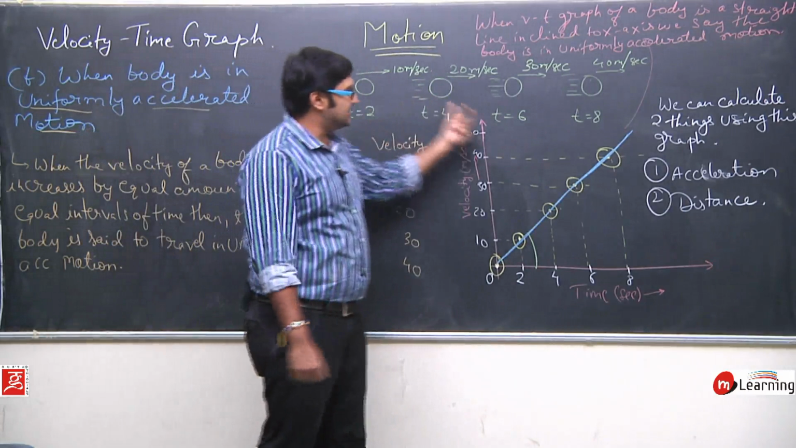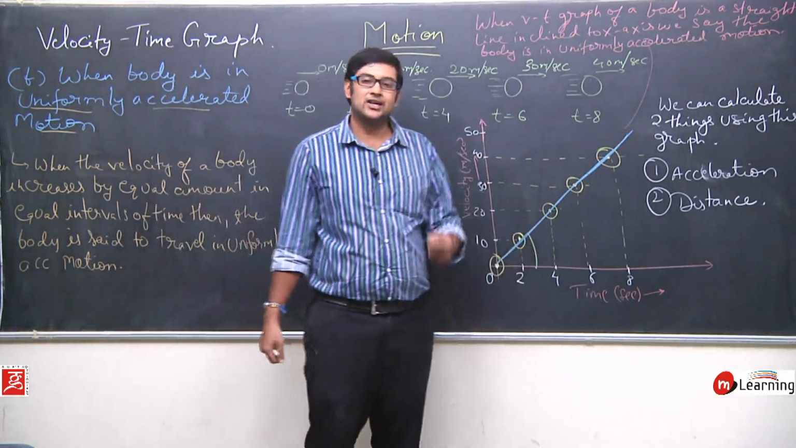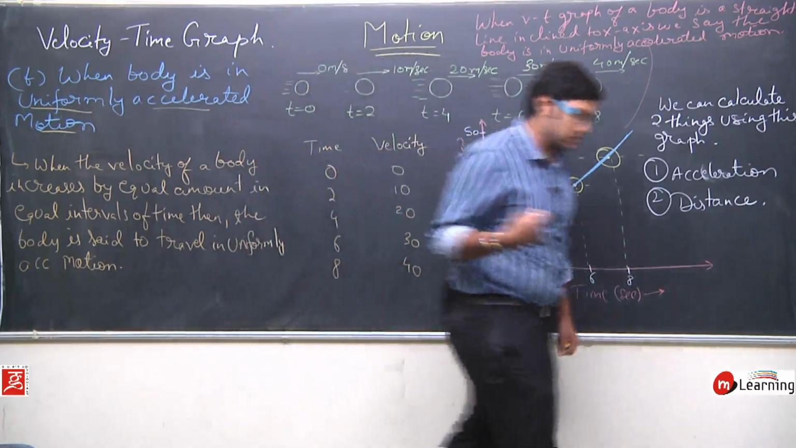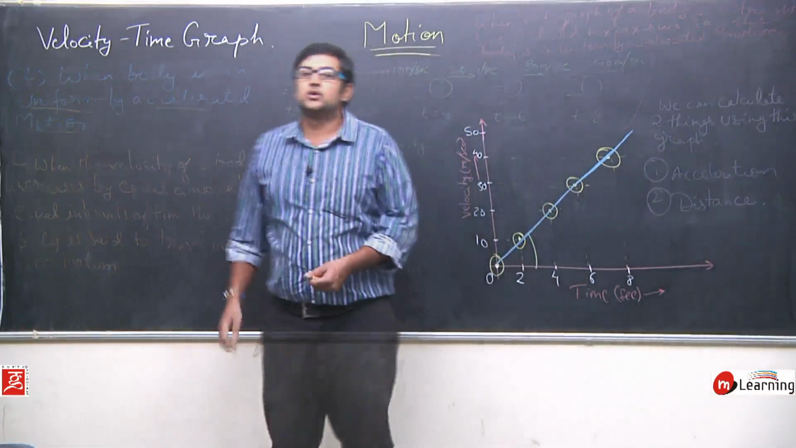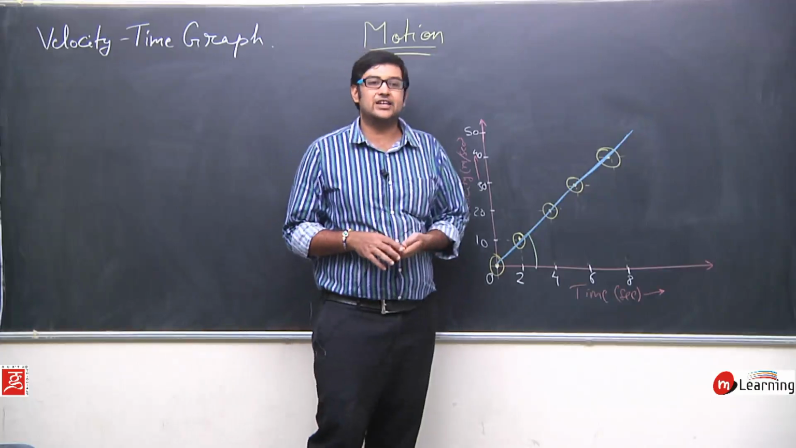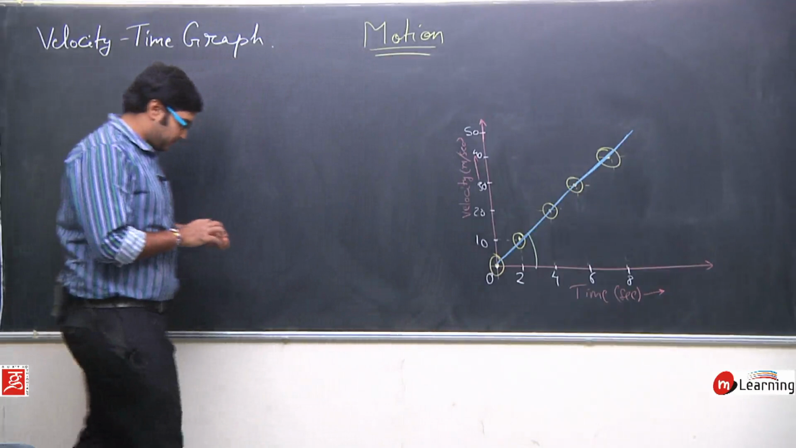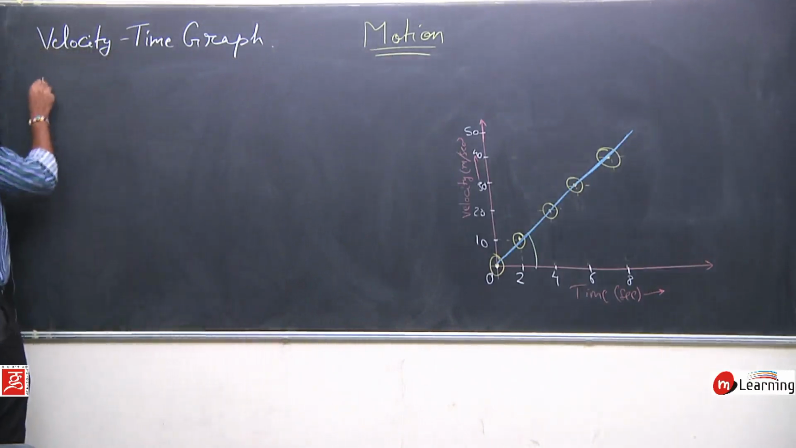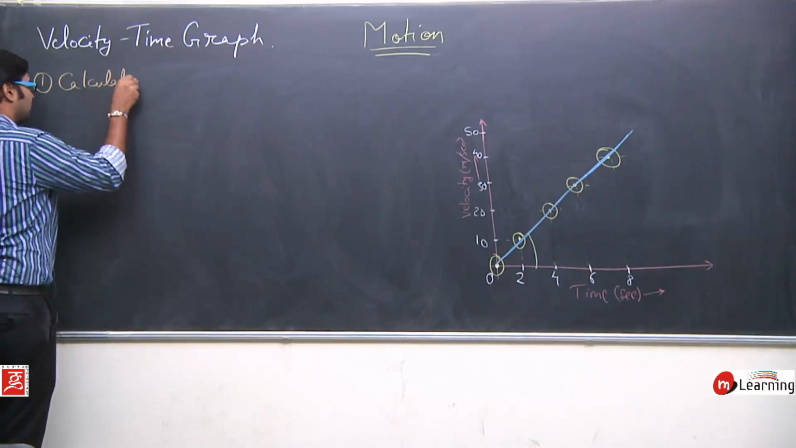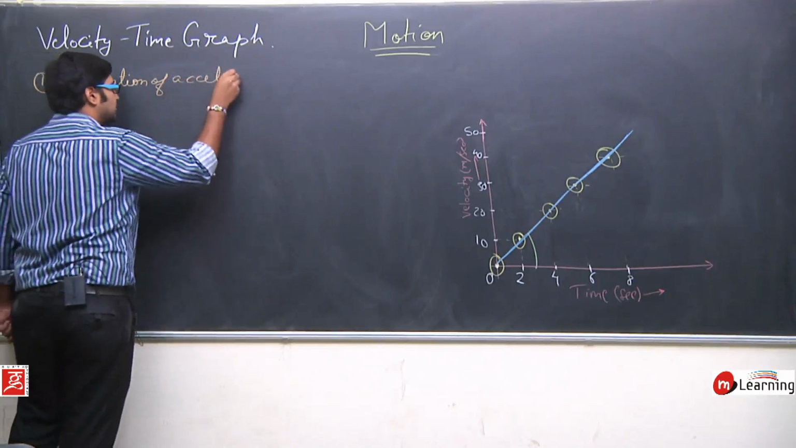Okay. So first you note these things, then I will rub this much part, and using this graph we will understand how to calculate the acceleration and the distance traveled. Okay. First note this. So, using this graph, let us calculate the acceleration of the body and the distance traveled by the body. Okay, so first we will start the discussion of calculation of acceleration.